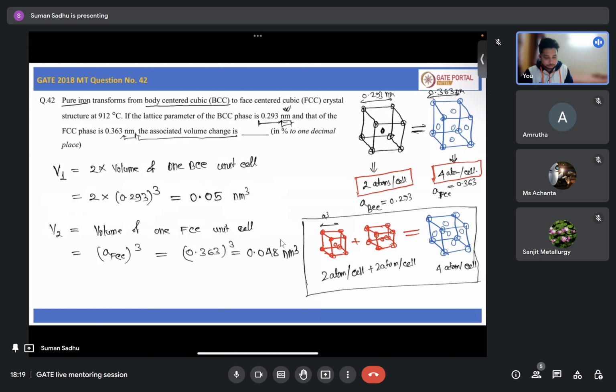Okay. So now you have to change it to percentage. You have to calculate in percentage up to 1 decimal point. So what will be the volume change? The percentage of volume change will be V2 minus V1 divided by V1 into 100, right? So this is 0.048 minus 0.05 divided by the initial, which was 0.05, into 100. So how much is it coming?